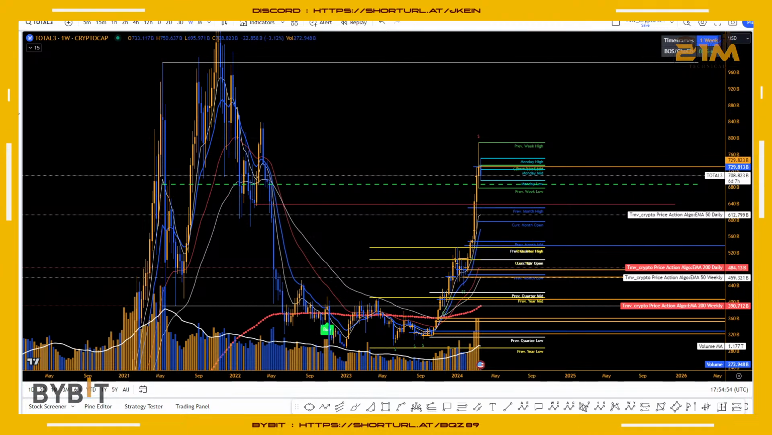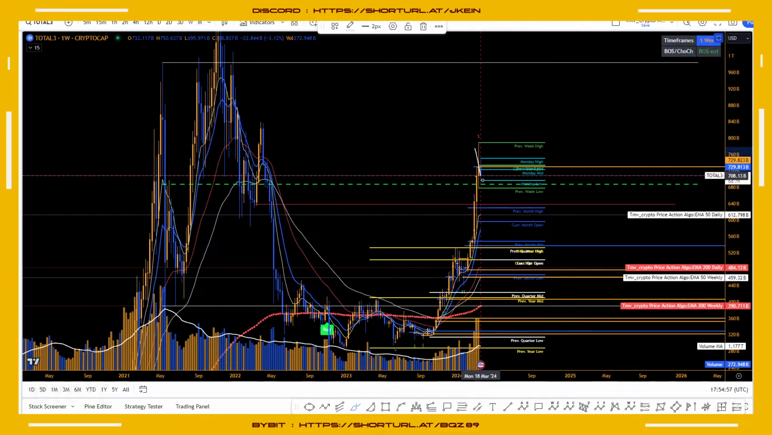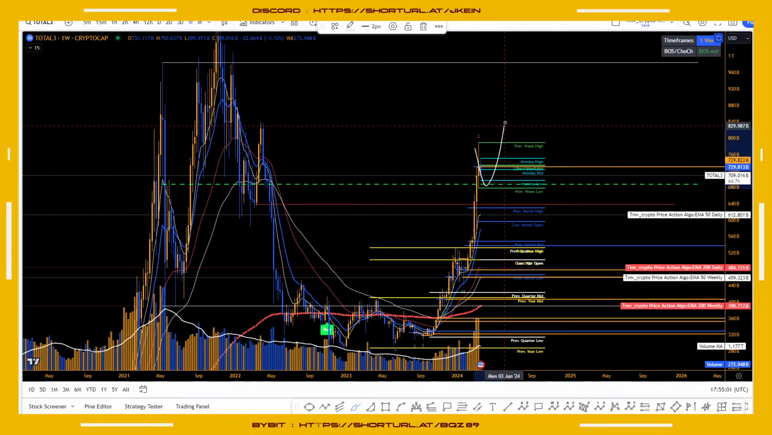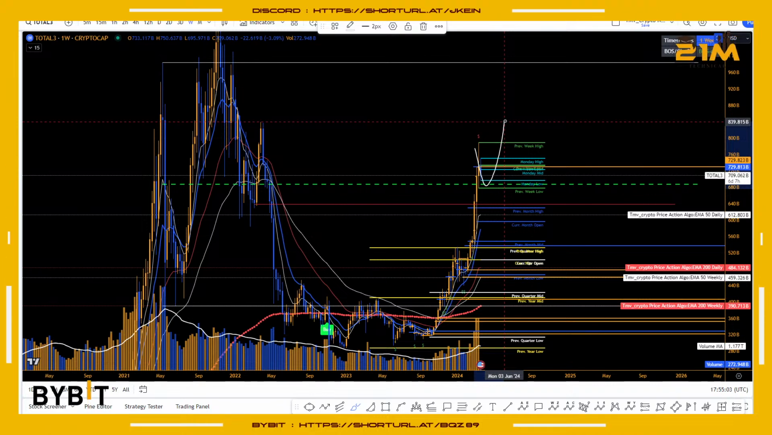But overall, I think if BTC gives you a slight push towards 72k, slowly and gradually, this is how I see alts also are going to run up.